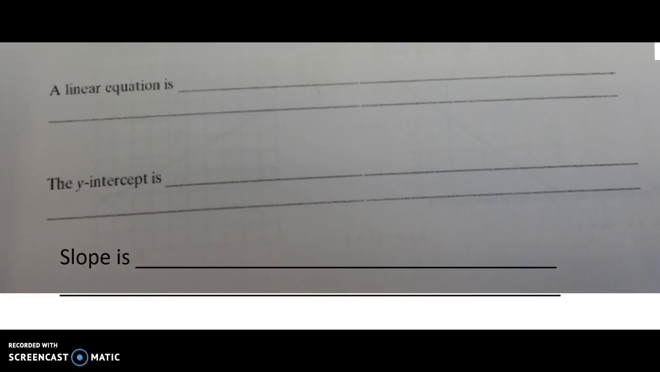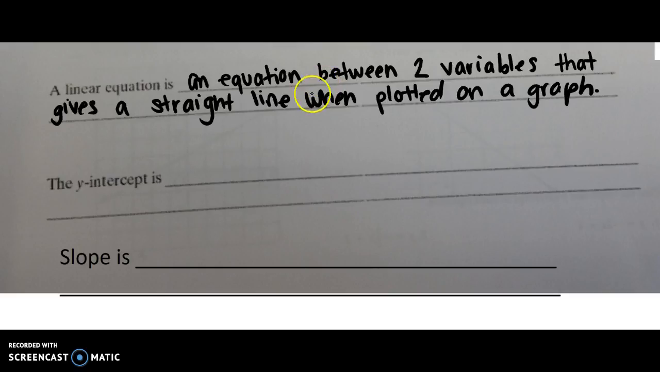Now I'd like to get into some definitions. We will first start out with a linear equation. So here, a linear equation is an equation between two variables that gives a straight line when plotted on a graph. So you may pause the video if you want to take time and copy that down.